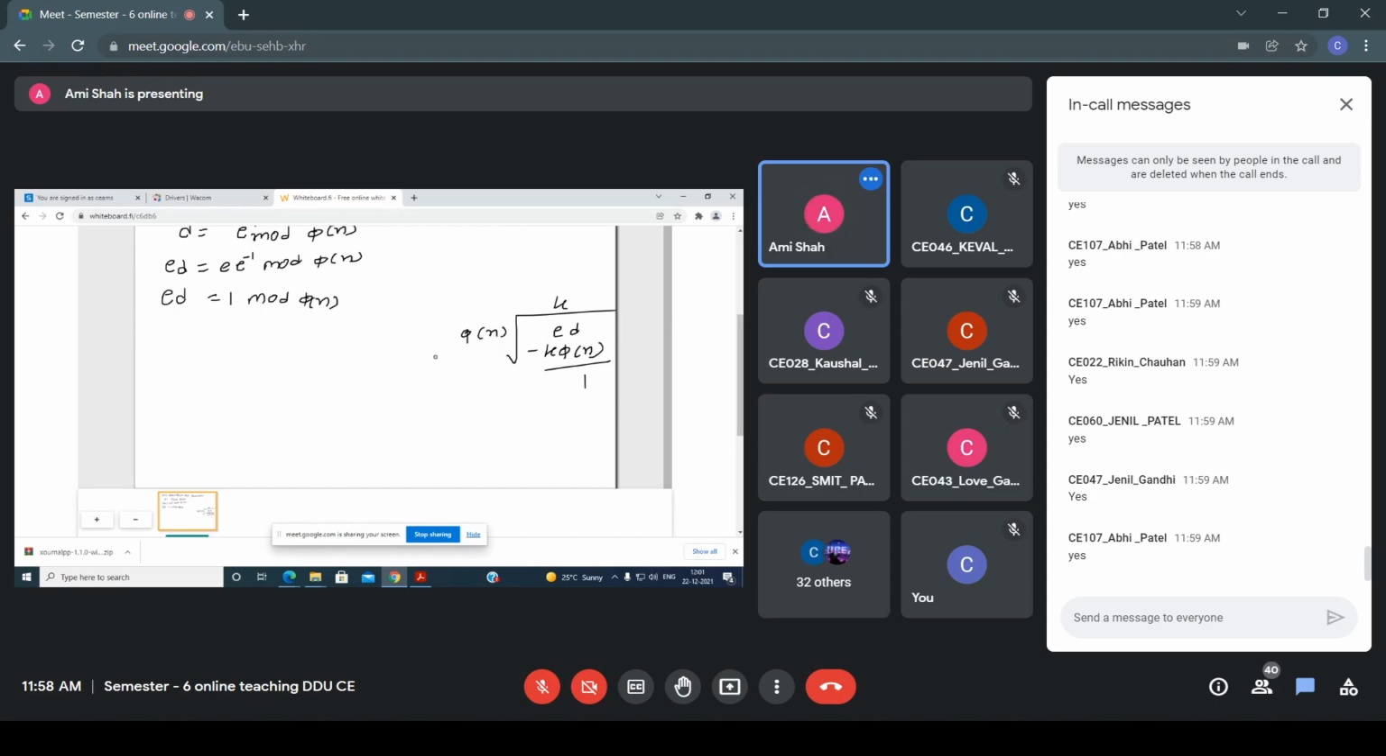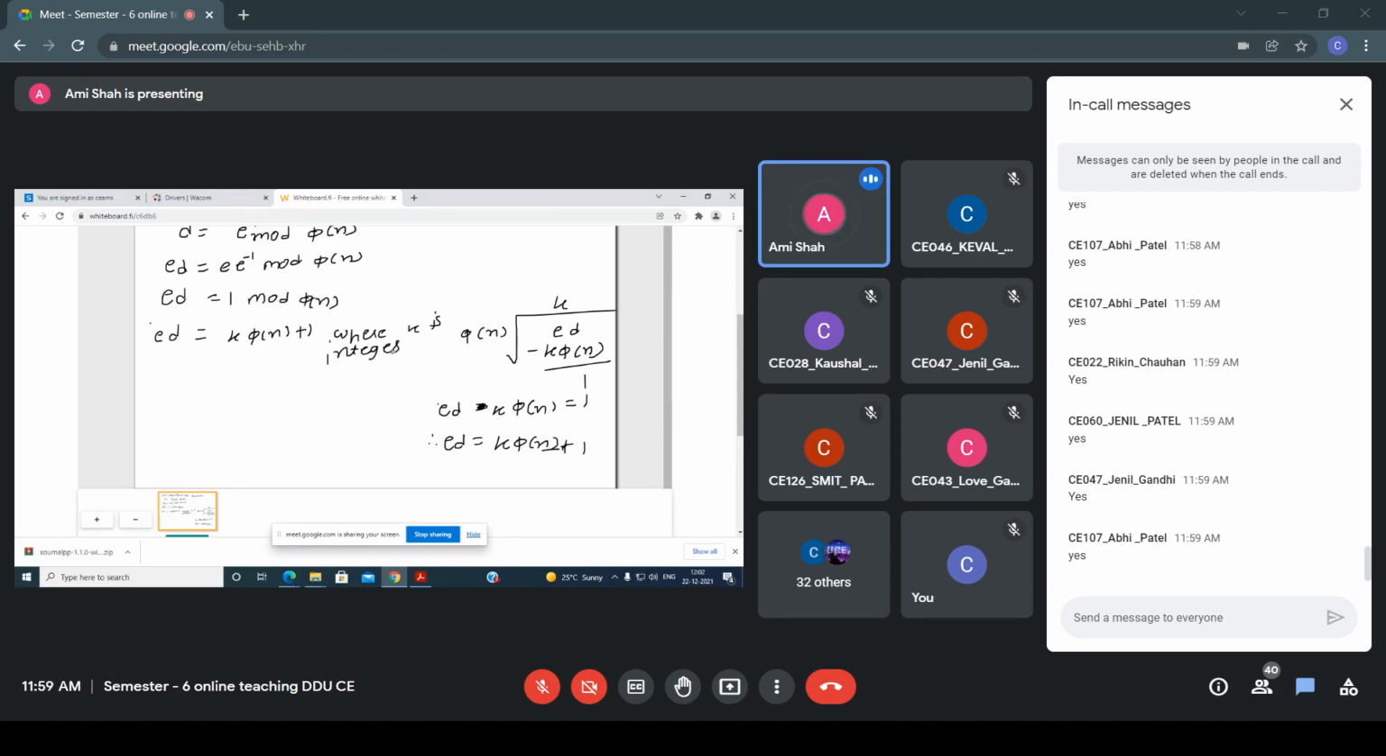So here I can write ED minus k phi n equals 1. Therefore, I can write ED equals k phi n plus 1. Okay, so now ED equals k phi n plus 1, where k is an integer, right?